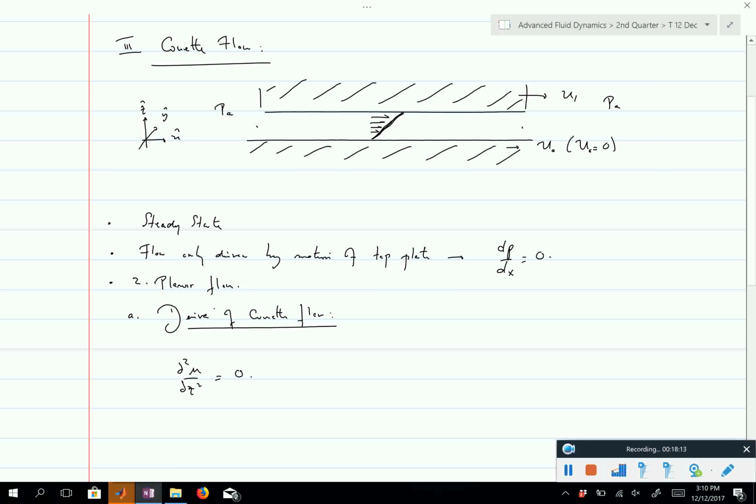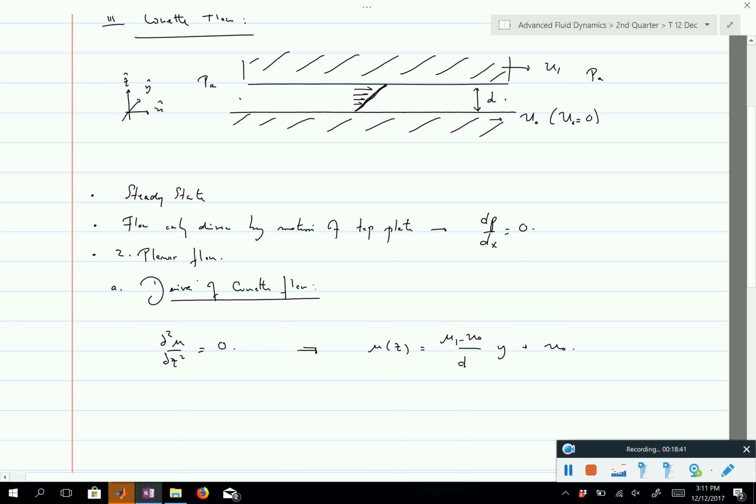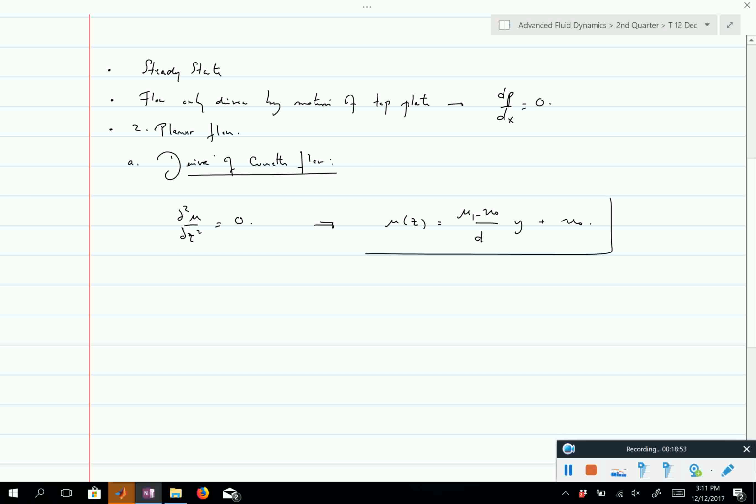So then the second partial of u with respect to z is equal to 0, and when you integrate that, you get the velocity equal to (u1 minus u0) divided by d, where d is the gap size, the distance between the two plates, times z plus u0. I'm not doing this integration. If you're not able to do it, then just go really. I trust that you all would be able to do that. This is the velocity profile where you just integrate.